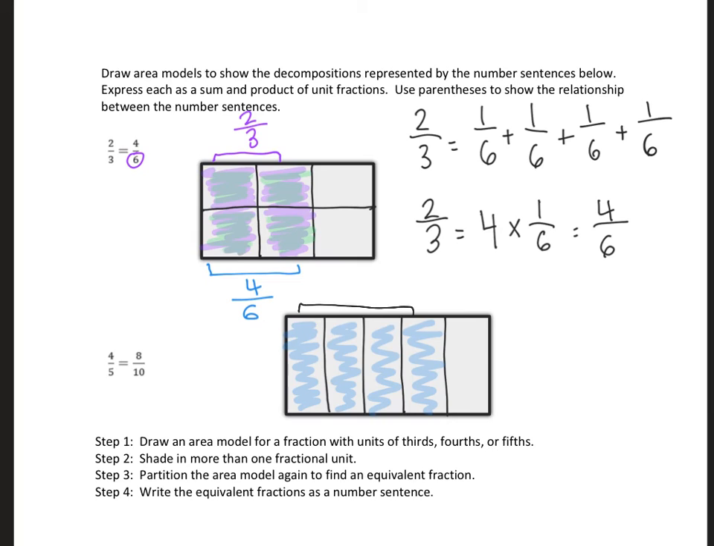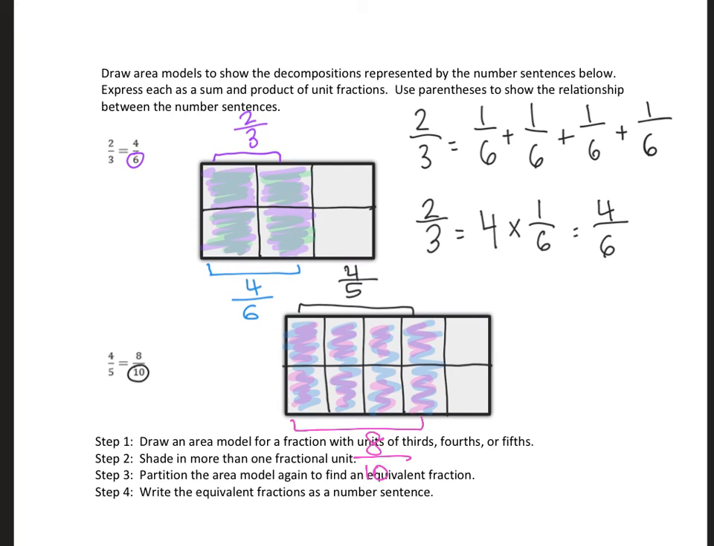Okay. Now I need to make it show tenths because 10 is my denominator in my equivalent fraction. So if I divide this in half, now I have 10 total pieces, and I have 1, 2, 3, 4, 5, 6, 7, 8 pieces shaded. So now this shows 8/10, which I'm going to try and write down here because I'm out of room.